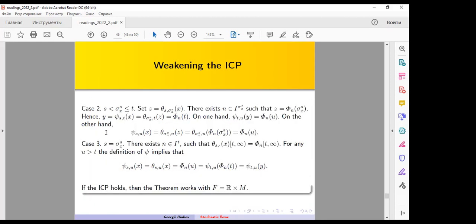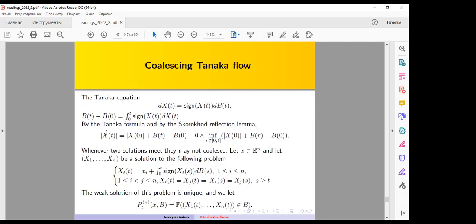So the verification separates into several quite easy cases. Let us note that if we have the instantaneous coalescing property, then we can just take the whole space to be the closed hull of E. Okay, and finally, this is an example.